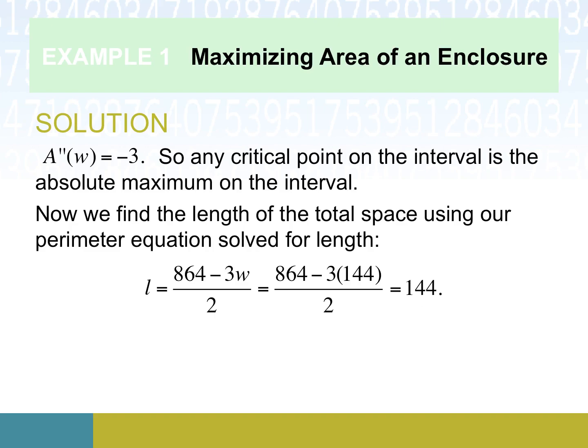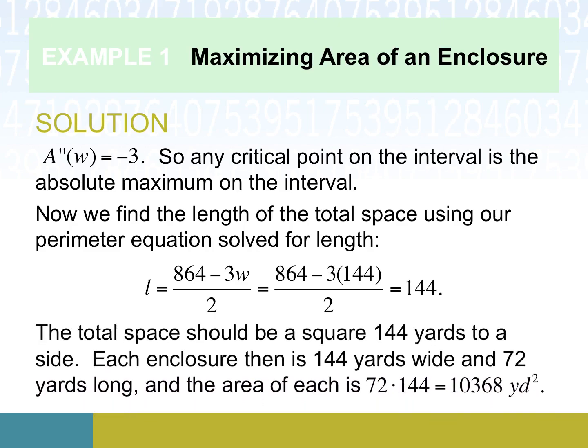So now we have that the total space should be a square. Then the enclosures are each 144 yards wide and then 72 yards long because we're cutting that 144 in half. And so the total area in each of those enclosures is 72 times 144, which ought to be 10,368 square yards. So there's the example for this video.